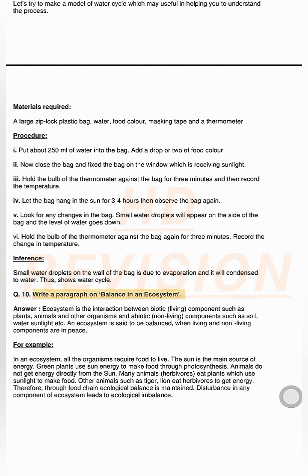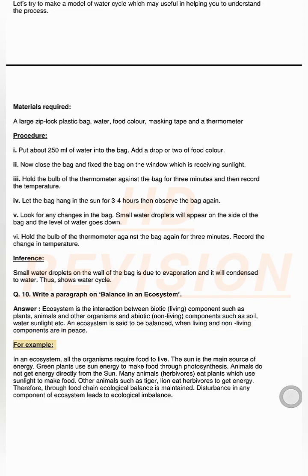Q10. Write a paragraph on balance in an ecosystem. Answer. Ecosystem is the interaction between biotic, living components such as plants, animals and other organisms and abiotic, non-living components such as soil, water, sunlight, etc. An ecosystem is said to be balanced when living and non-living components are in peace.